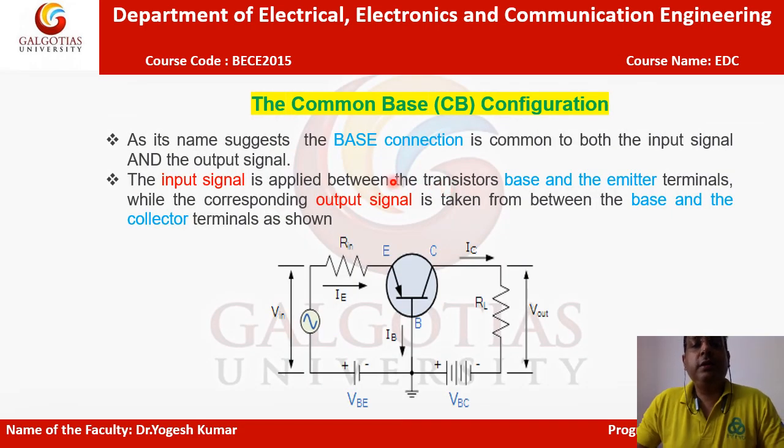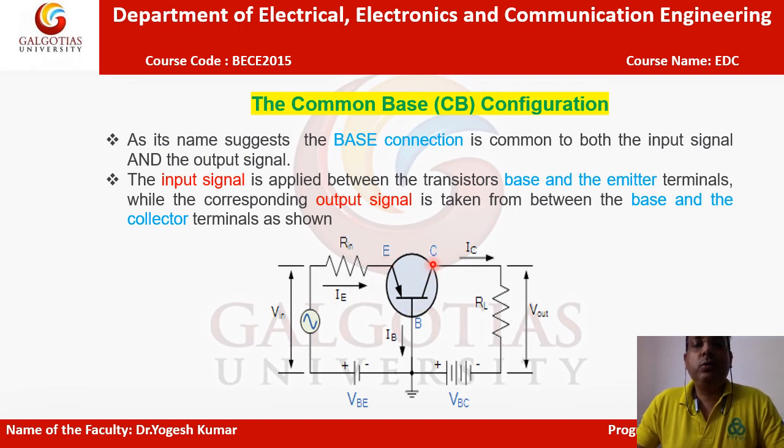So students, begin with the first, the common base configuration. As the name suggests, the base connection is common to both the input signal and the output signal. The input signal is applied between the transistor base and the emitter terminal, while the corresponding output signal is taken from between the base and the collector terminal. Now just understand this circuit diagram. Here we are using a PNP transistor because the arrow is inward, so it is a PNP transistor.